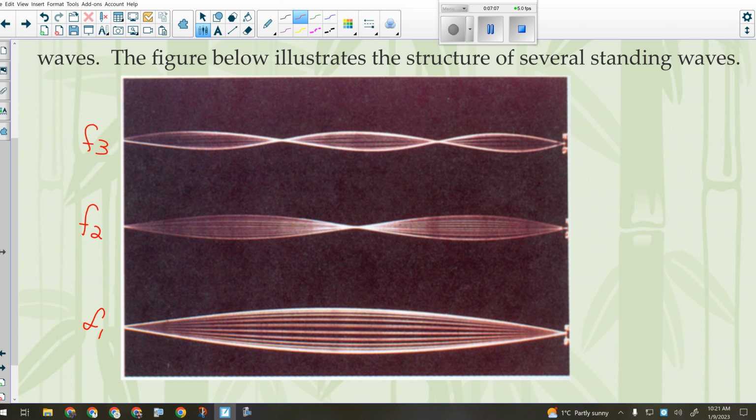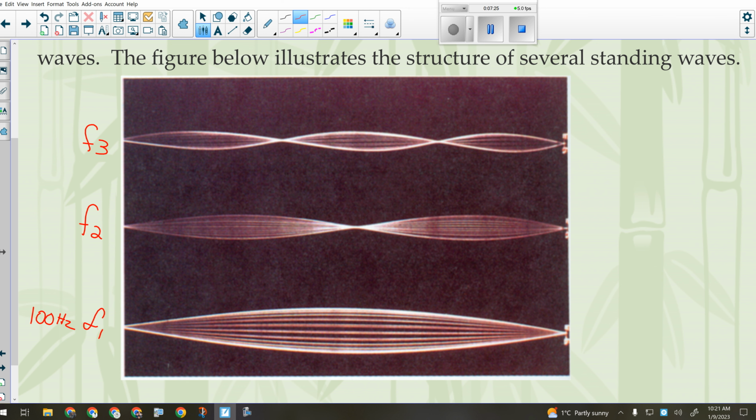All right, so if this was 100 hertz, which obviously it wasn't, but let's say it was, what would this one be? 200, and this one would be 300. So that's what we got to realize. All the frequencies that produce these are going to be multiples of the first.